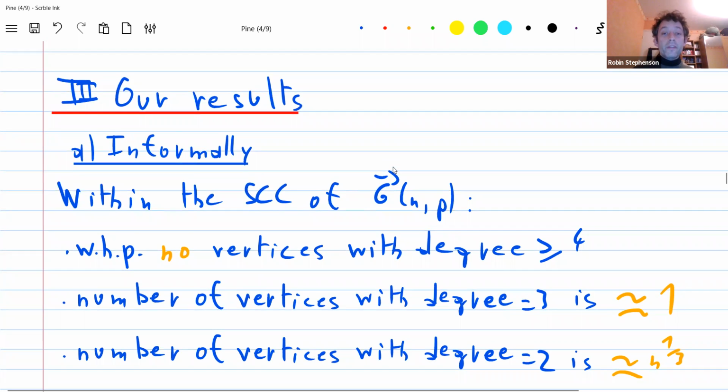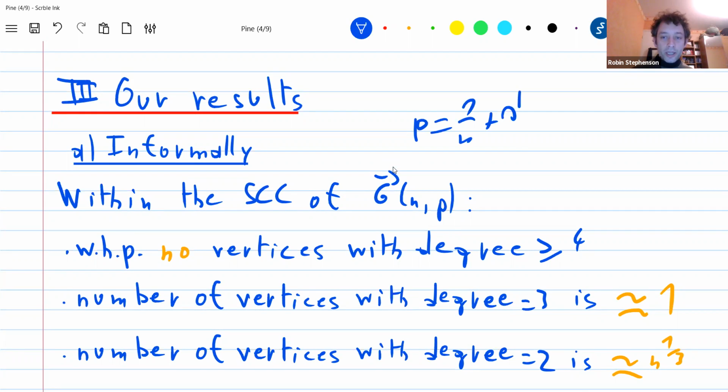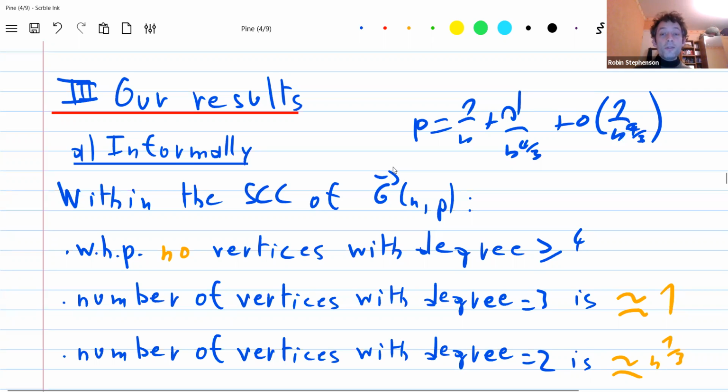So I'm back to my G(n,p). I still have p is 1/n plus lambda divided by n to the power 4/3 plus a little correction. That is not going to change. And within the strongly connected components, I have three interesting things which happen. The first one is that with high probability, there are no vertices with degrees 4 or higher. So that's kind of a strong statement. So this means that all the vertices have degrees 3, 2, 1, or 0, right? I'll mention that degree here means the total degree, in plus out.